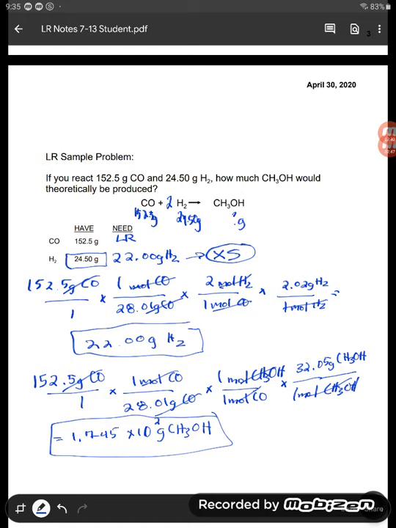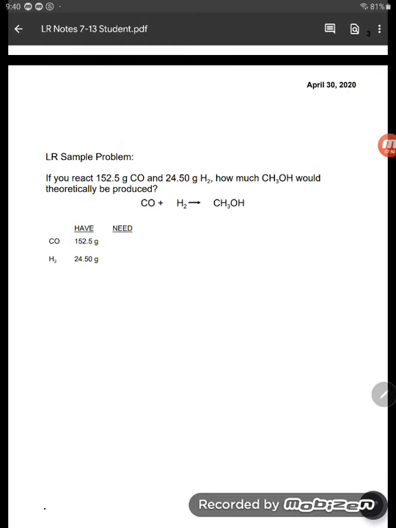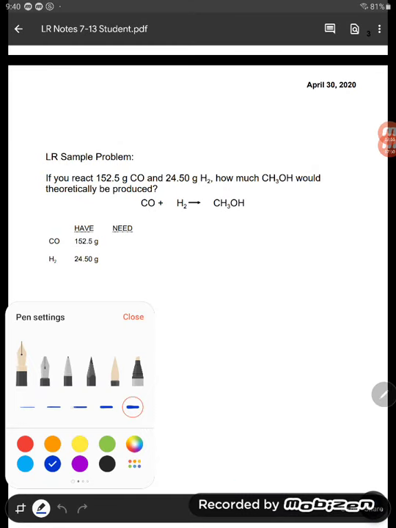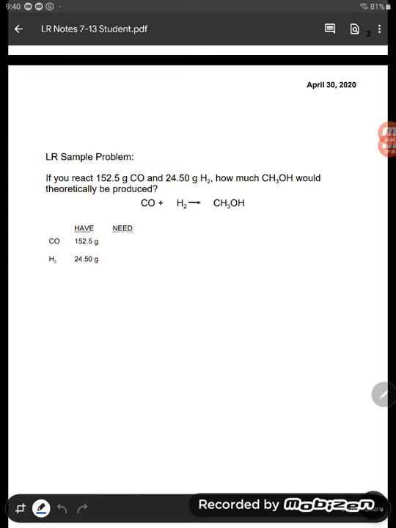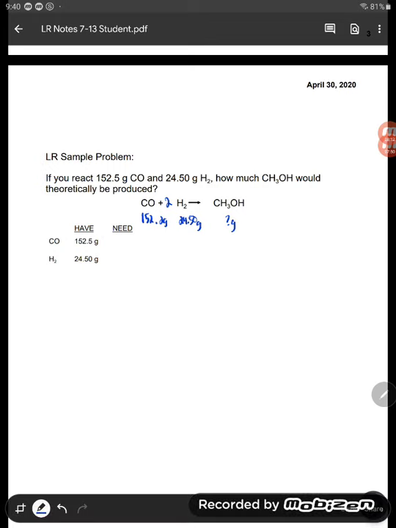So that's how you would use the have versus need chart. I'm going to go ahead and show you a different way to do it. This way isn't better, it's not worse, it's just another way to approach it. And it's going to look like this. So our same balanced equation, we have our same variables. I'm not changing anything in terms of the problem. And this would be then the unknown that we're looking for. We're not going to use the have versus need chart for this one.